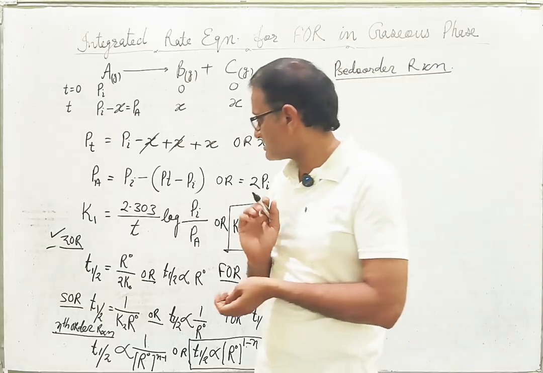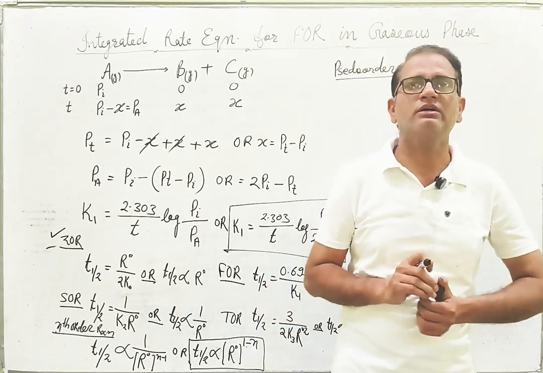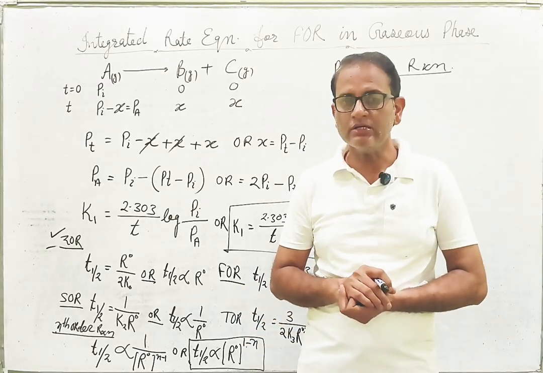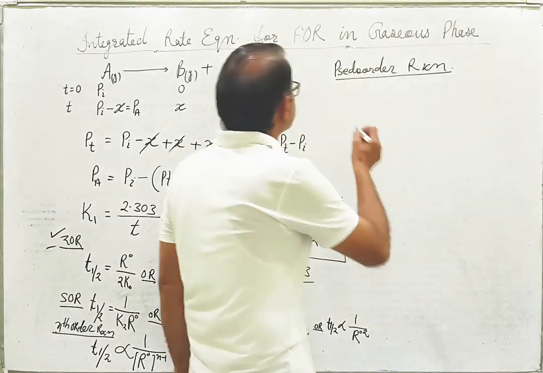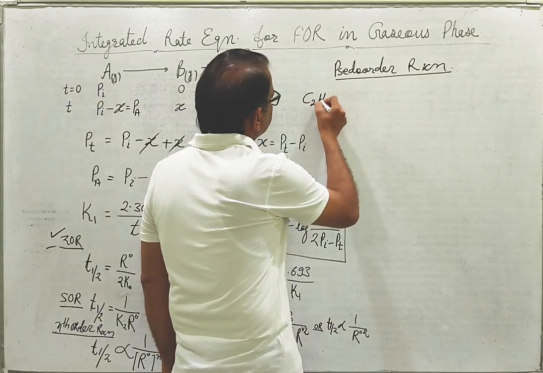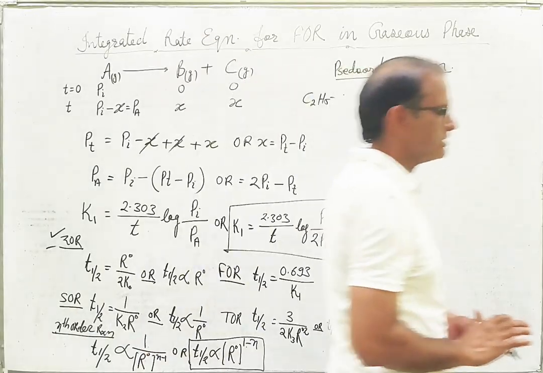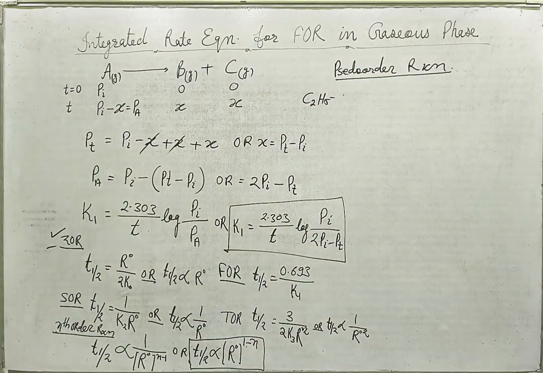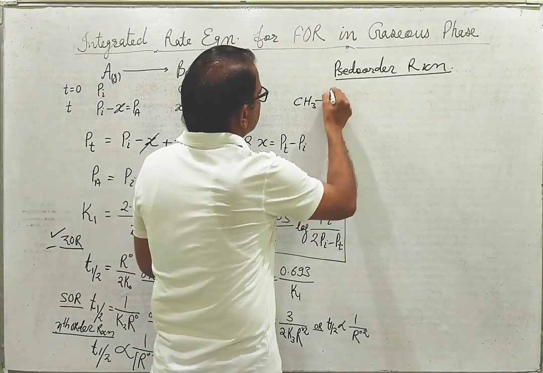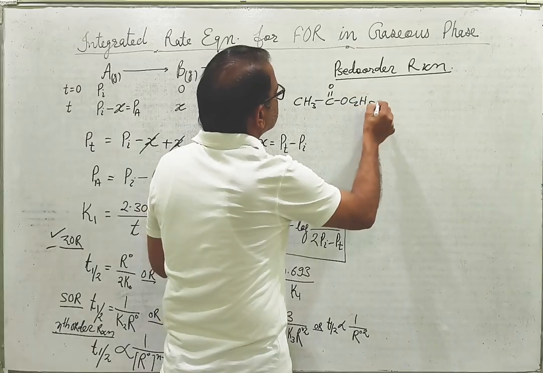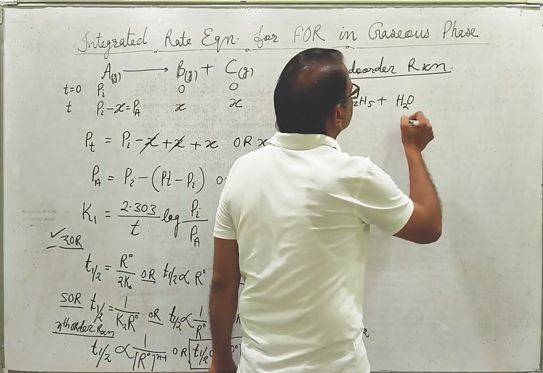Like some examples we are considering here: the ester hydrolysis in acidic medium. If we are taking ester hydrolysis in acidic medium, then this is an ester, ethyl acetate, CH3C double bond O C2H5. This is an ester, in the presence of excess of water, H2O.